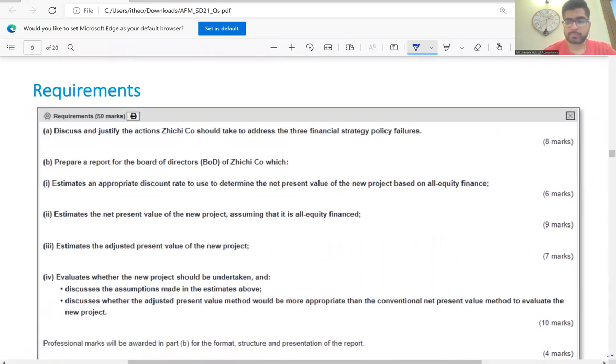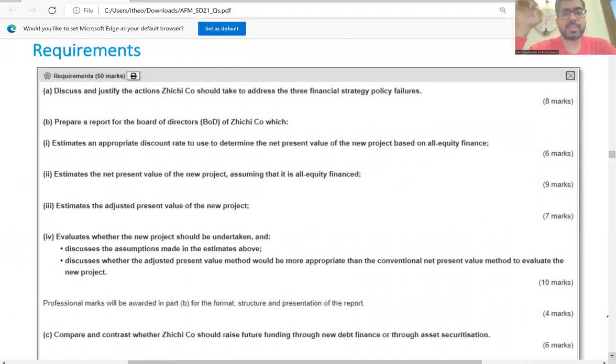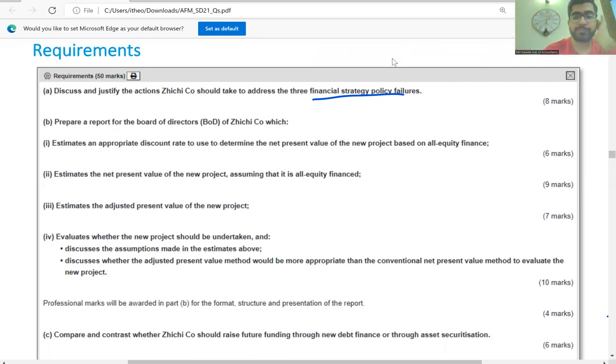Requirement 1 was: discuss and justify the actions ZHICHI should take to address the 3 financial strategy policy failures. We did that part in the last session. There were 3 policy failures. First, no post-completion audit, so the action should be a post-completion audit. Justification: with no post-completion audit, there is no accountability, no fixing, etc.